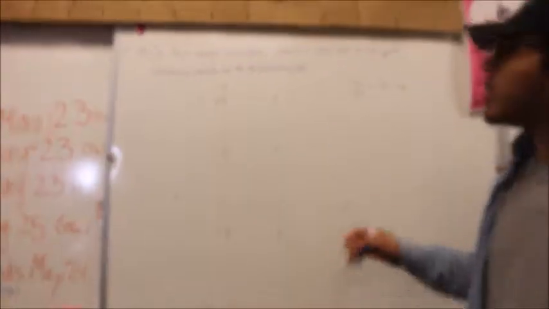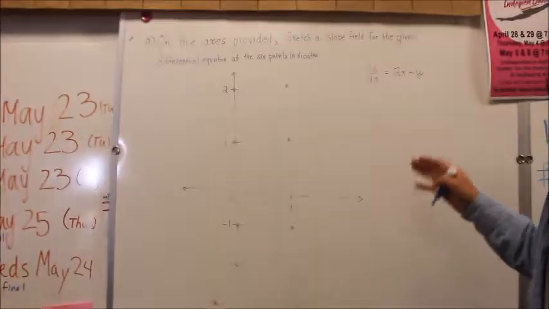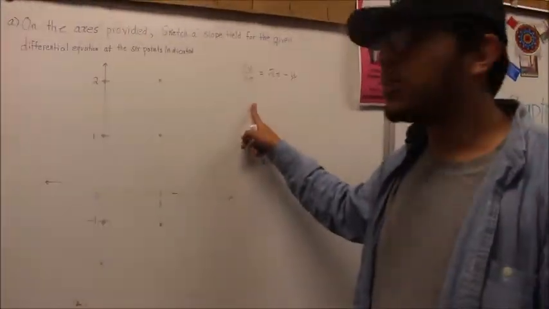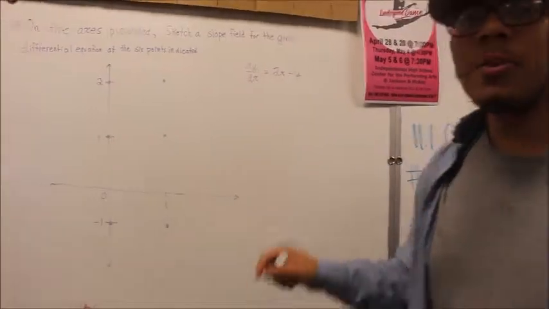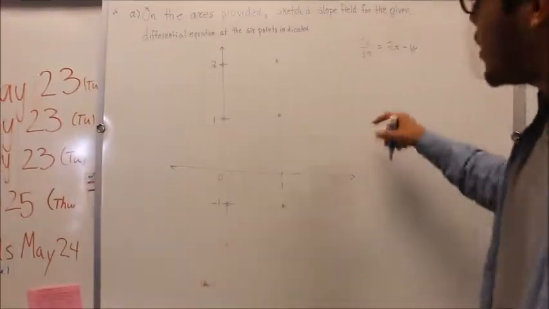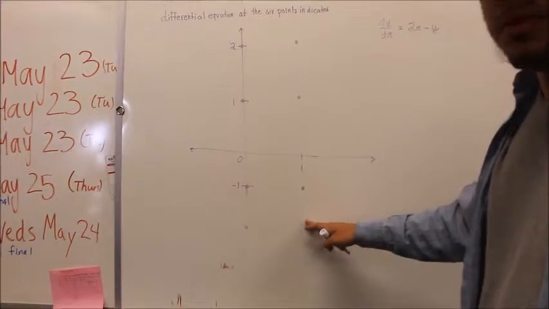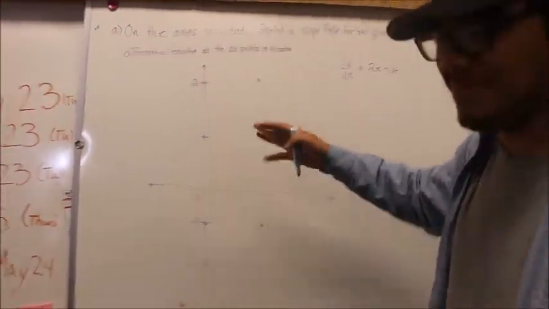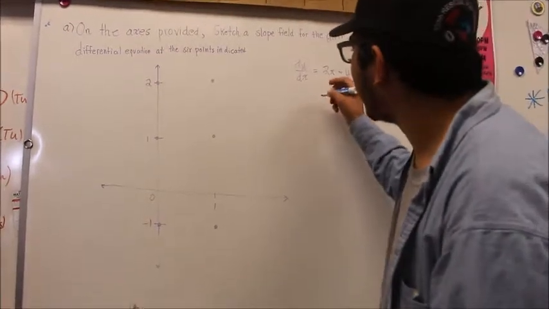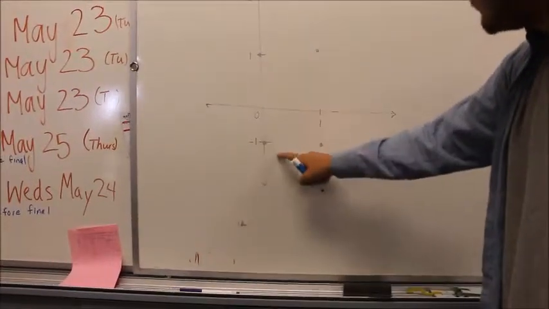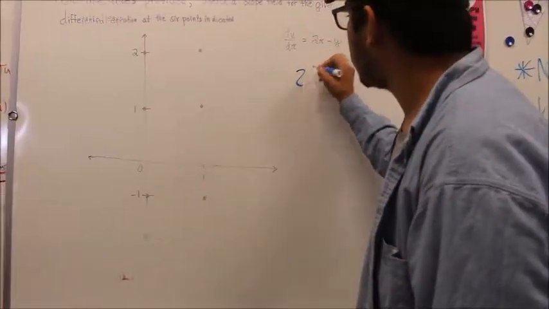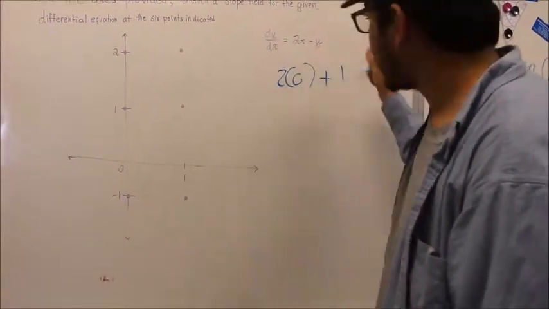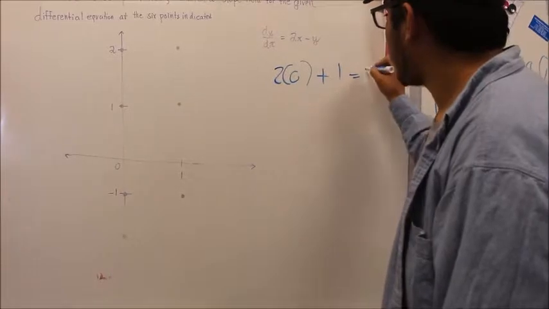The first question is, on the axis provided, sketch a slope field for the given differential equation at the 6 points indicated. The slope is given by the differential equation 2x minus y. So what we're going to do is plug in the x and y values for each point to find the slope at that point. For (0, -1), it's going to be 2(0) plus 1, because it's negative. So that's going to be a slope of 1.